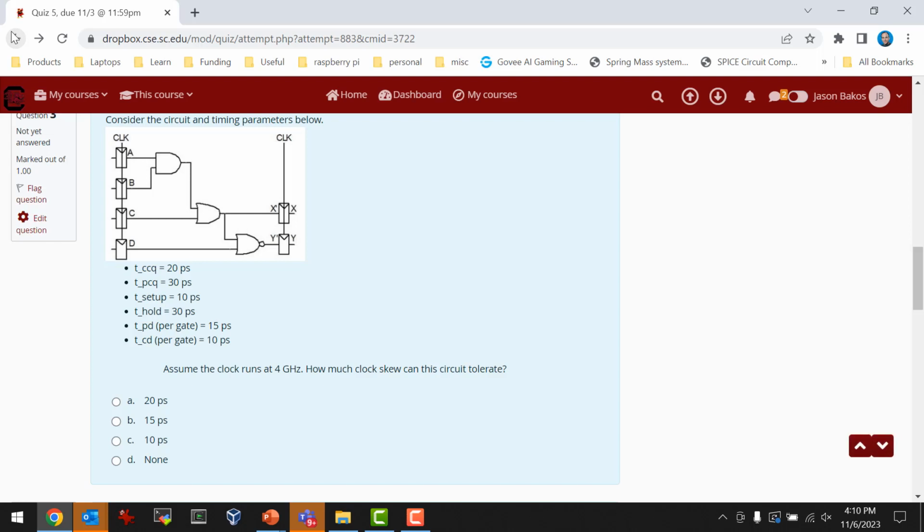Okay, makes sense? So we were fine with skew on, we could tolerate up to 165 picoseconds of skew on setup, but we couldn't tolerate any skew on hold time.